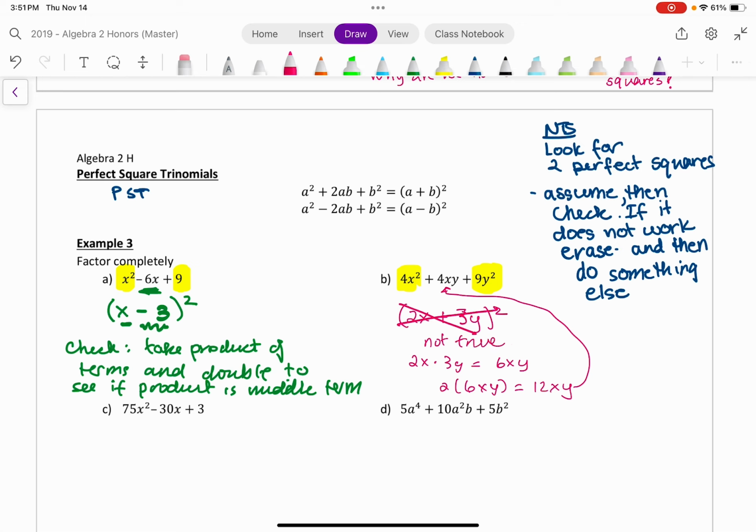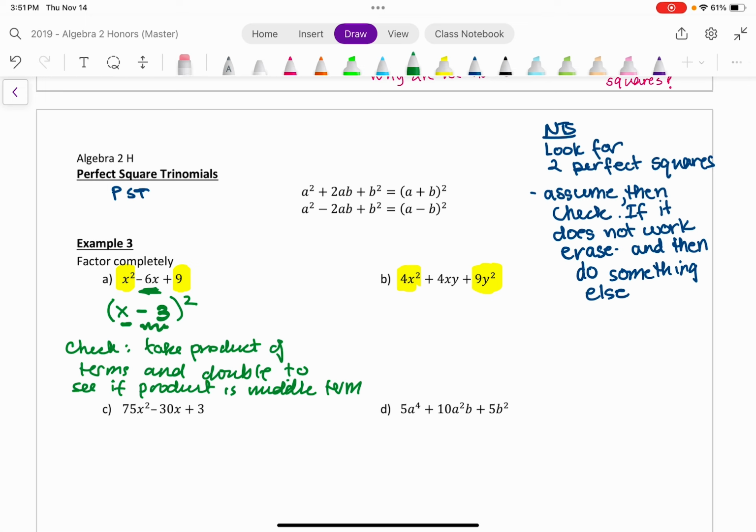Now, most of you learned the AC method in Algebra 1. You multiply the 4 and the 9 gives me 36, or the factors of positive 36 that add up to give me the middle term. So the answer to this is no. If the answer to that is no, nothing works. We're going to write then that it is prime. It's not factorable.